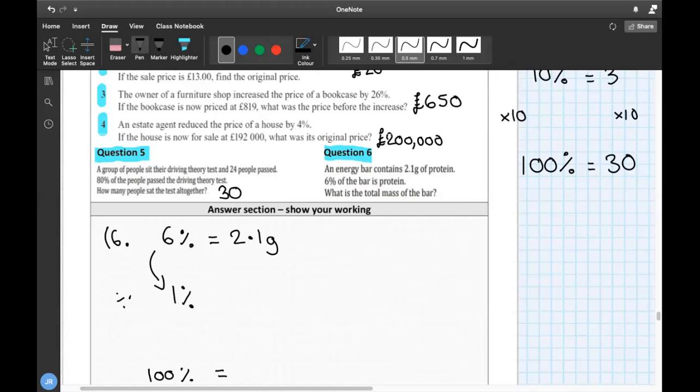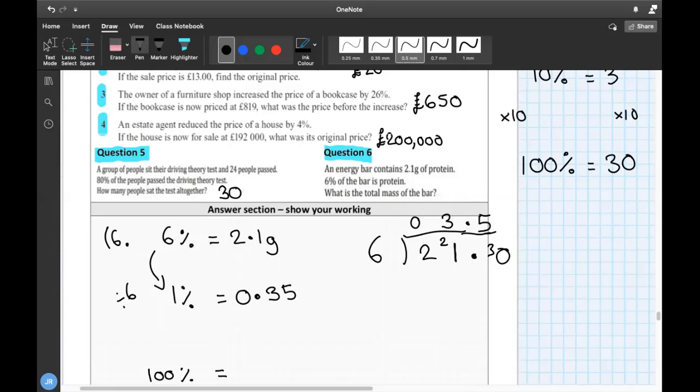We're dividing by 6. Okay, so if you're trying to do 2.1 divided by 6, have a think about 21 divided by 6. What would that give you? So 6, we're going 9, 21, that would go 3. And our remainder here would be 3 again, and that would go 5. But our original was not 21 divided by 6, it was 2.1 divided by 6. So that's not going to be 3.5, it will be 0.35 grams.